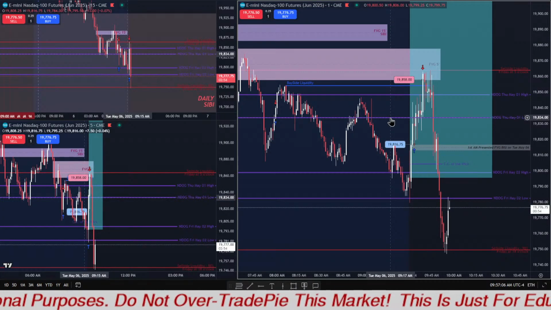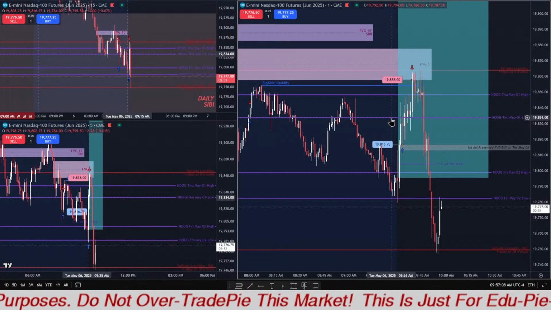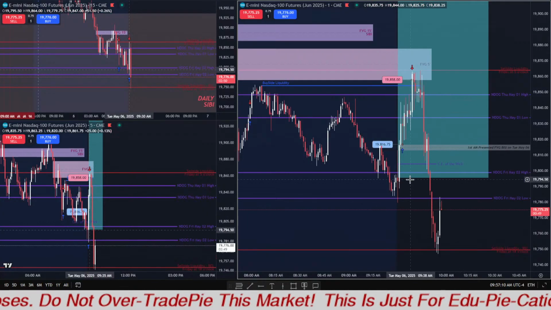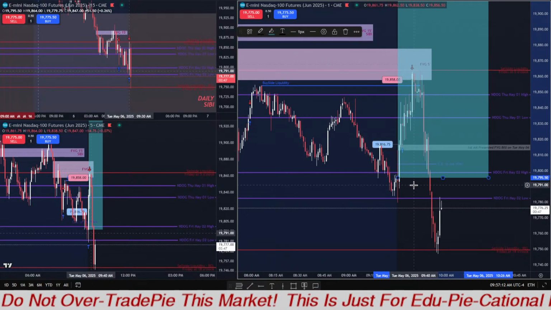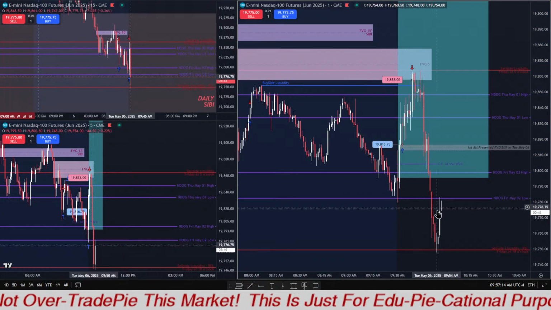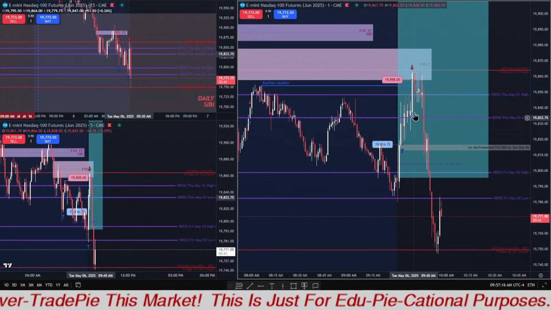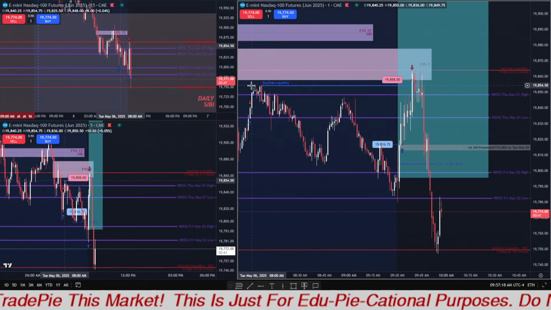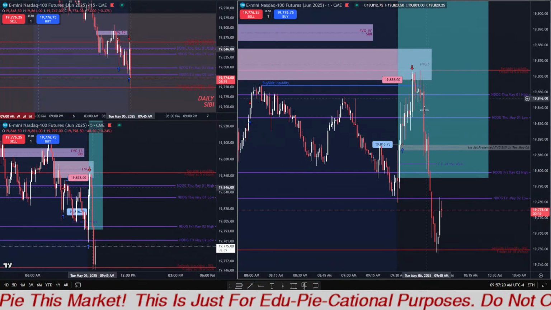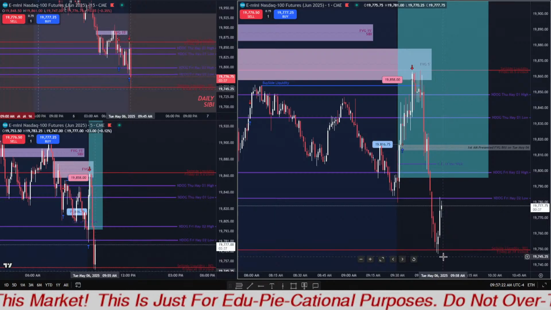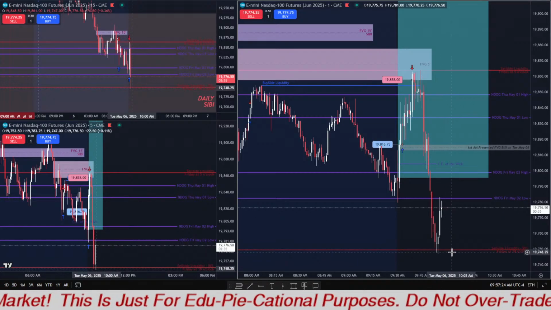And that's it. We have traded very low, around 240 handles, and we initially delivered to the buy side liquidity. After that, market turned into delivering sell side liquidity.